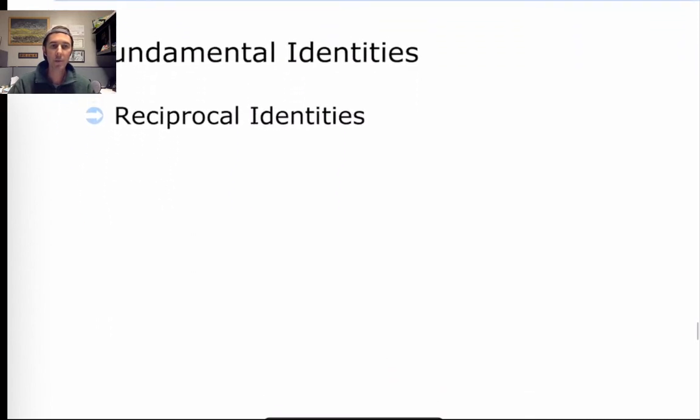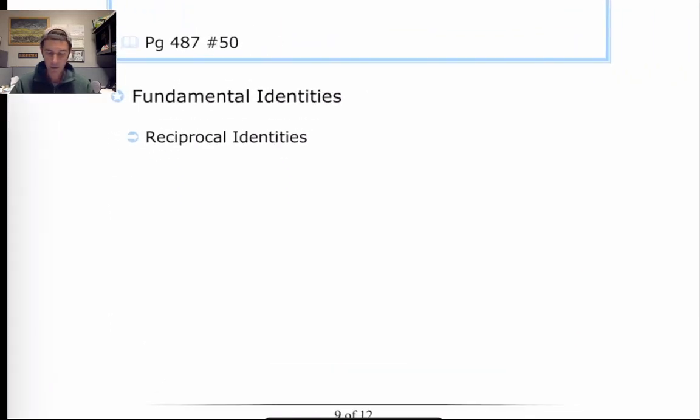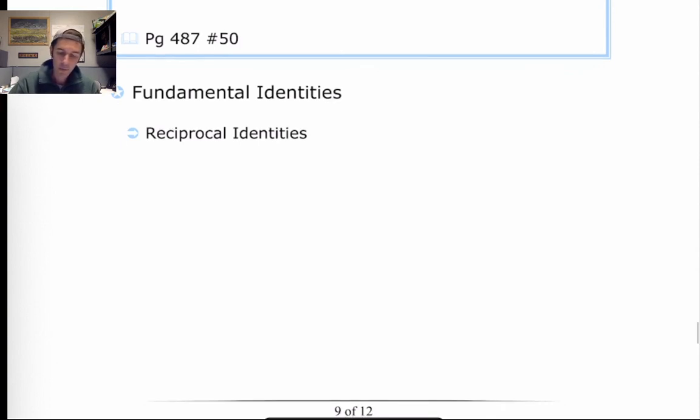Fundamental identities, the reciprocal identities. There are no reciprocal identities written right here. We already talked about the fact that sine has a reciprocal function, which is cosecant. Remember that the reciprocal of 2/3 is 3/2. Also remember that the reciprocal of 5 is 1/5. So the reciprocal of sine is 1 over sine.